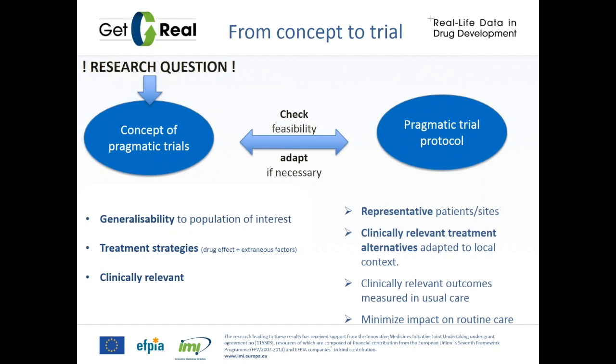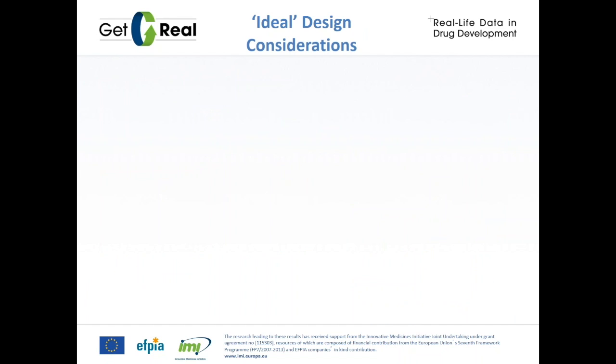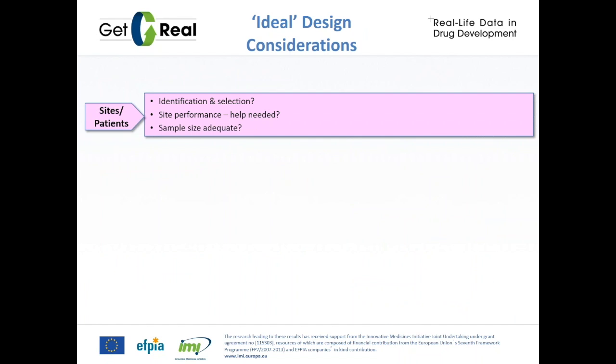What is important is that you check that what you're planning to do as part of your pragmatic trial protocol is actually feasible. And if you see there are questions around it, you need to be very quick to adapt, because otherwise you end up with a trial that is not asking what you wanted or not answering the actual question in your research question. So it's very important to go back and forth and check that what you're doing is giving you the answer that you're aiming for. So what are, in more detail, the ideal design considerations?